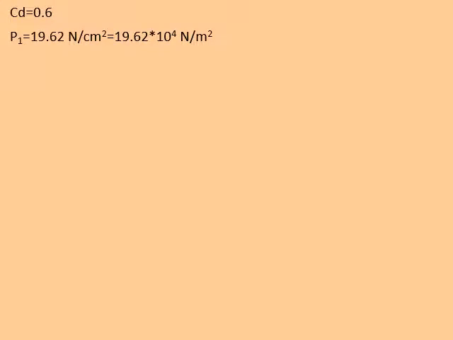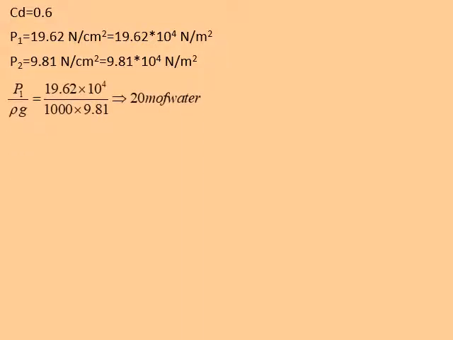Now the pressure at upstream is 19.62 Newton per centimeter square. So that is equal to 19.62 into 10 to the power 4 Newton per meter square. And P2, the pressure at downstream, is 9.81 Newton per centimeter square, equal to 9.81 into 10 to the power 4 Newton per meter square. So we know that P1 by rho g, the pressure head, is equal to 19.62 into 10 to the power 4 by density of the water, which is 1000, and g value 9.81. So that is equal to 20 meter of water.